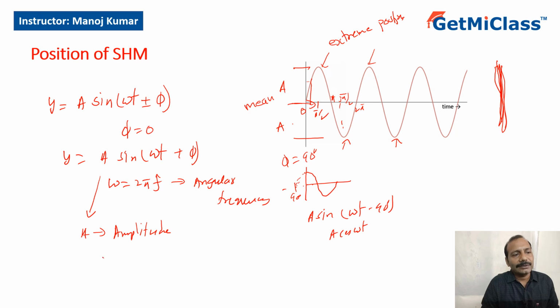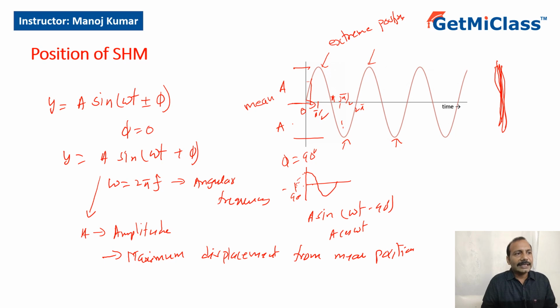So what is amplitude? Amplitude is maximum displacement from mean position. It can be on either side. It need not be only on the positive or negative side. So this is what there is about the equation of SHM, where I find the expression for position of SHM.